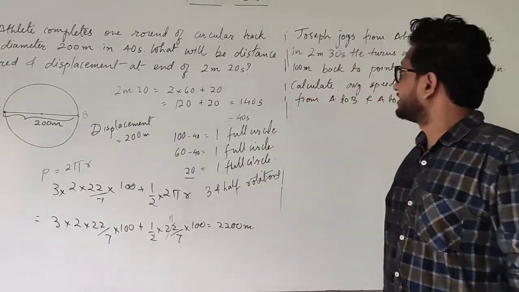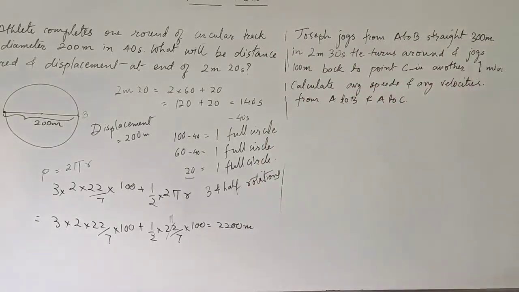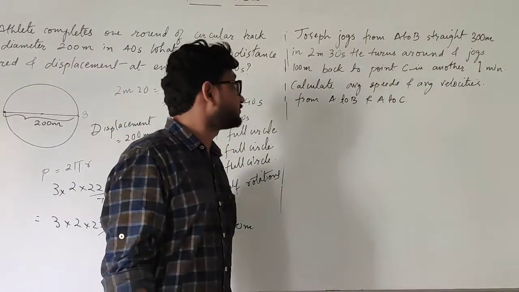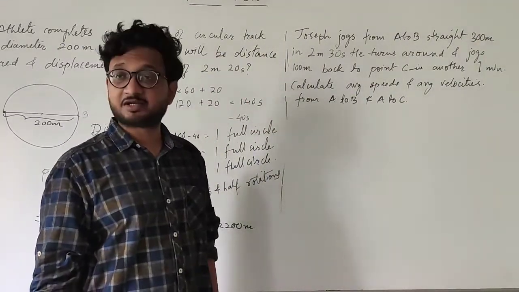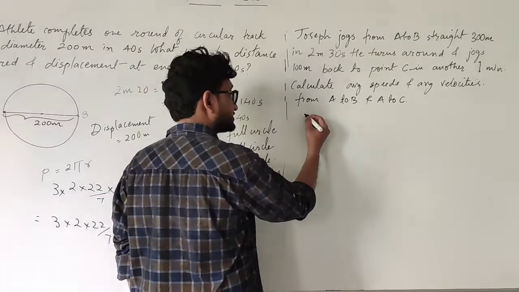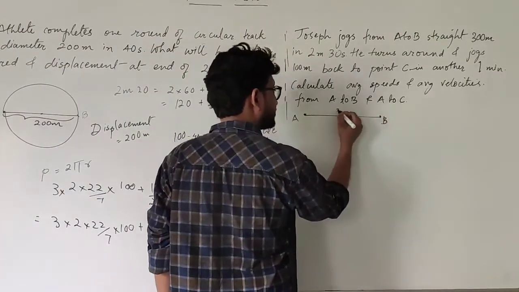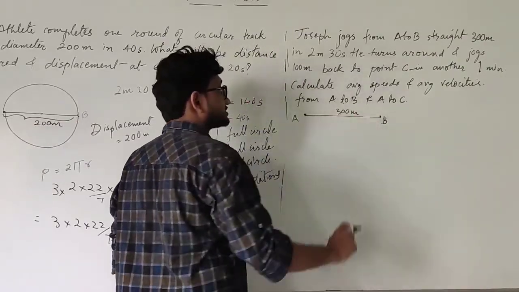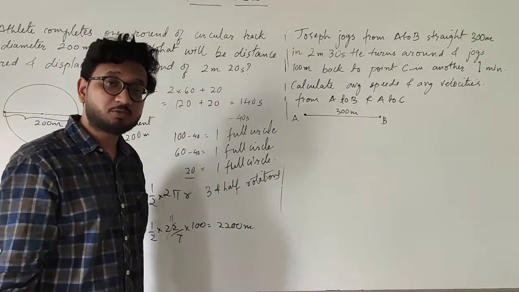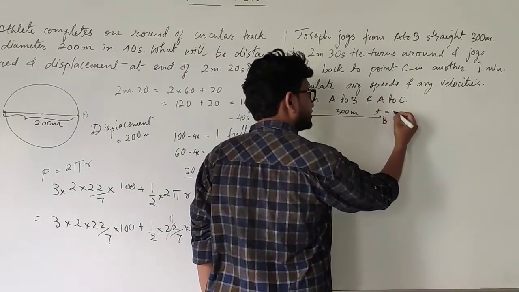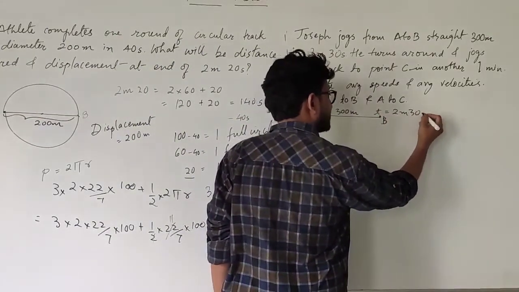Similarly, the second question over here is also regarding distance and displacement. Joseph jogs from A to B in a straight line of 300 meters. So it is said that from A to B, a boy is walking for 300 meters, in 2 minutes and 30 seconds, so the time taken is 2 minutes 30 seconds.